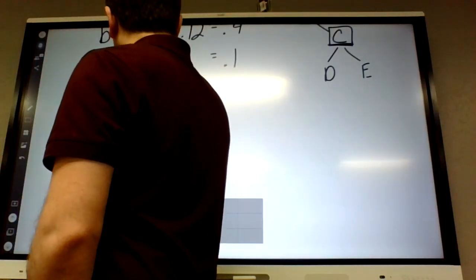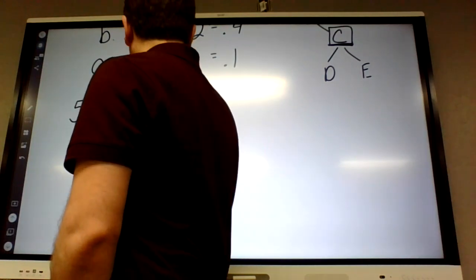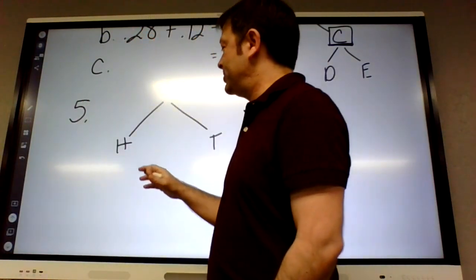Yes. What's the first thing that's going to happen? Coin is tossed. Right. Heads or tails. And then what would the probability of the heads or tails be? 50-50.